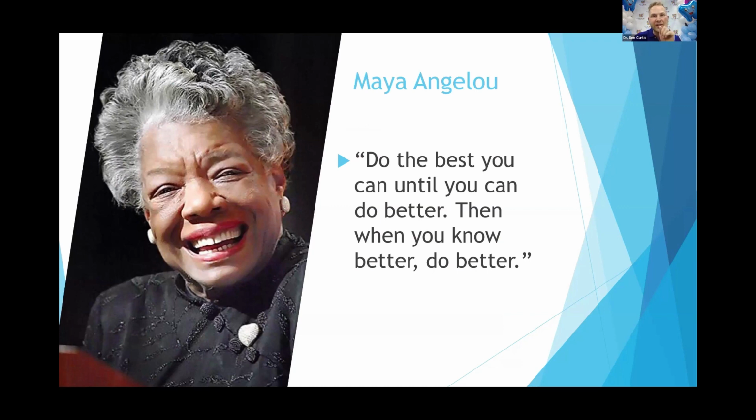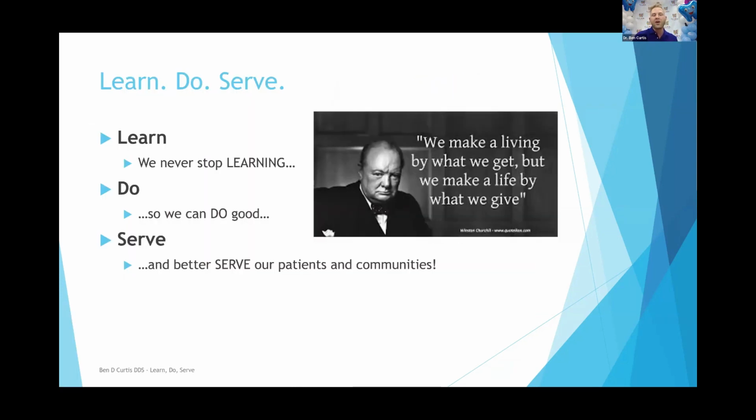Those babies need you. You'll notice at the bottom of all the slides, I put propaganda down there because I believe you never stop learning so that you can do good and you can better serve the patients in your community. You learn, you do, you serve. We make a living by what we get, but we make a life by what we give. These babies need you to take care of them.